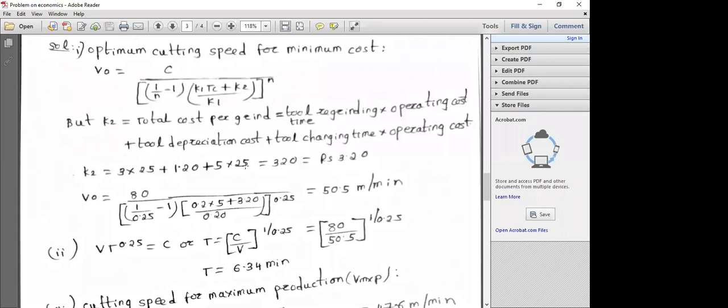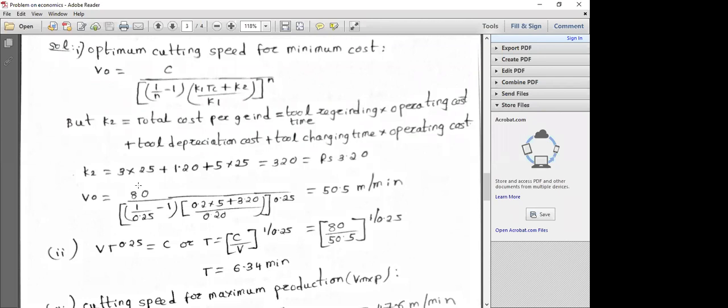The operating cost is given by K1. You just try to see that. Sorry, the operating cost is 25 paise, it's not 20 paise. It is 25 paise per minute. So 25 paise per minute is the operating cost.